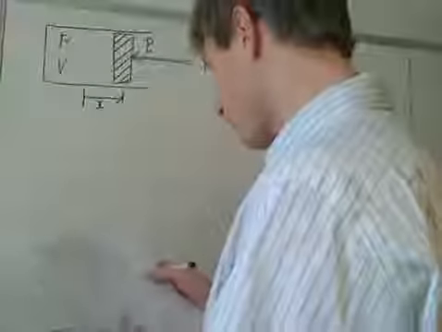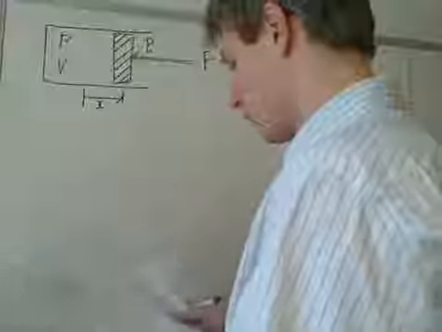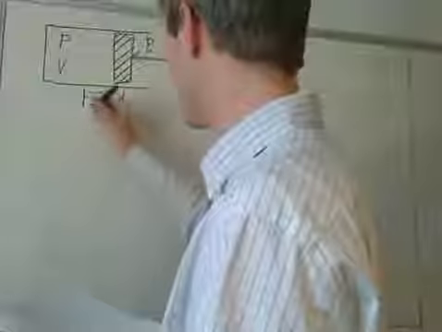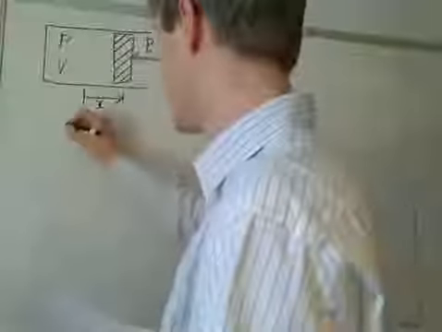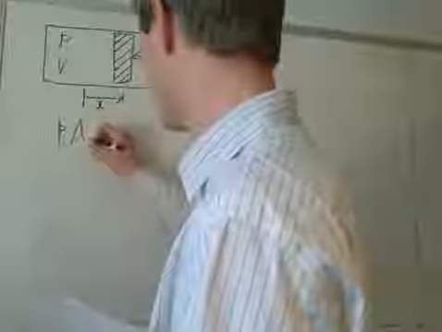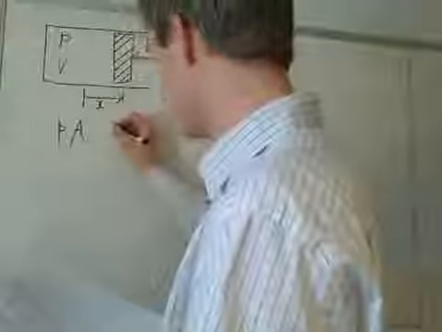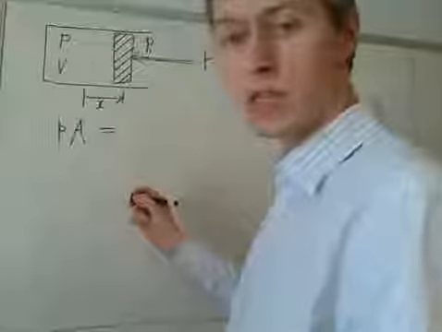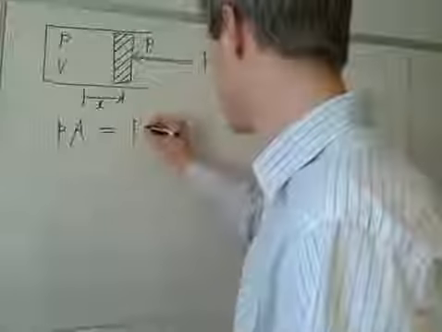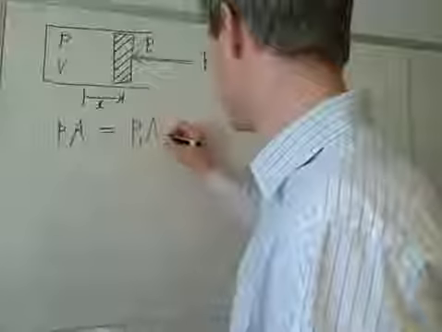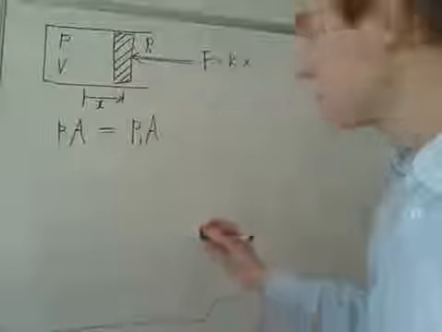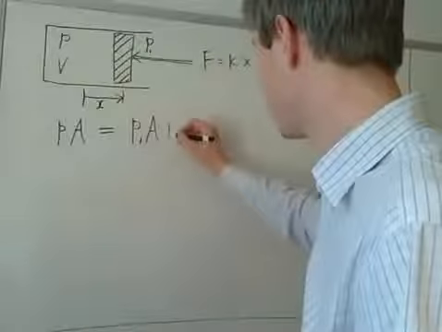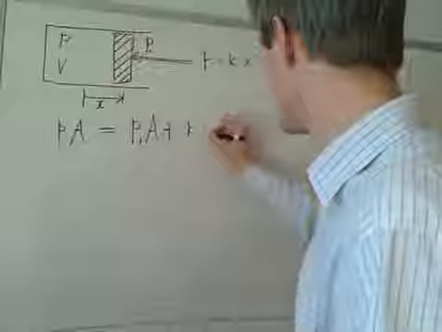Okay, so we need to equate the forces on both sides of the piston. On the left-hand side, the force will be pressure times area, PA. That's going to be balanced by the pressure on the other side of the piston, which in this case is still P1, the initial pressure, times A, the area of the piston, it's the same area. But there's an additional force, which is F, or Kx.